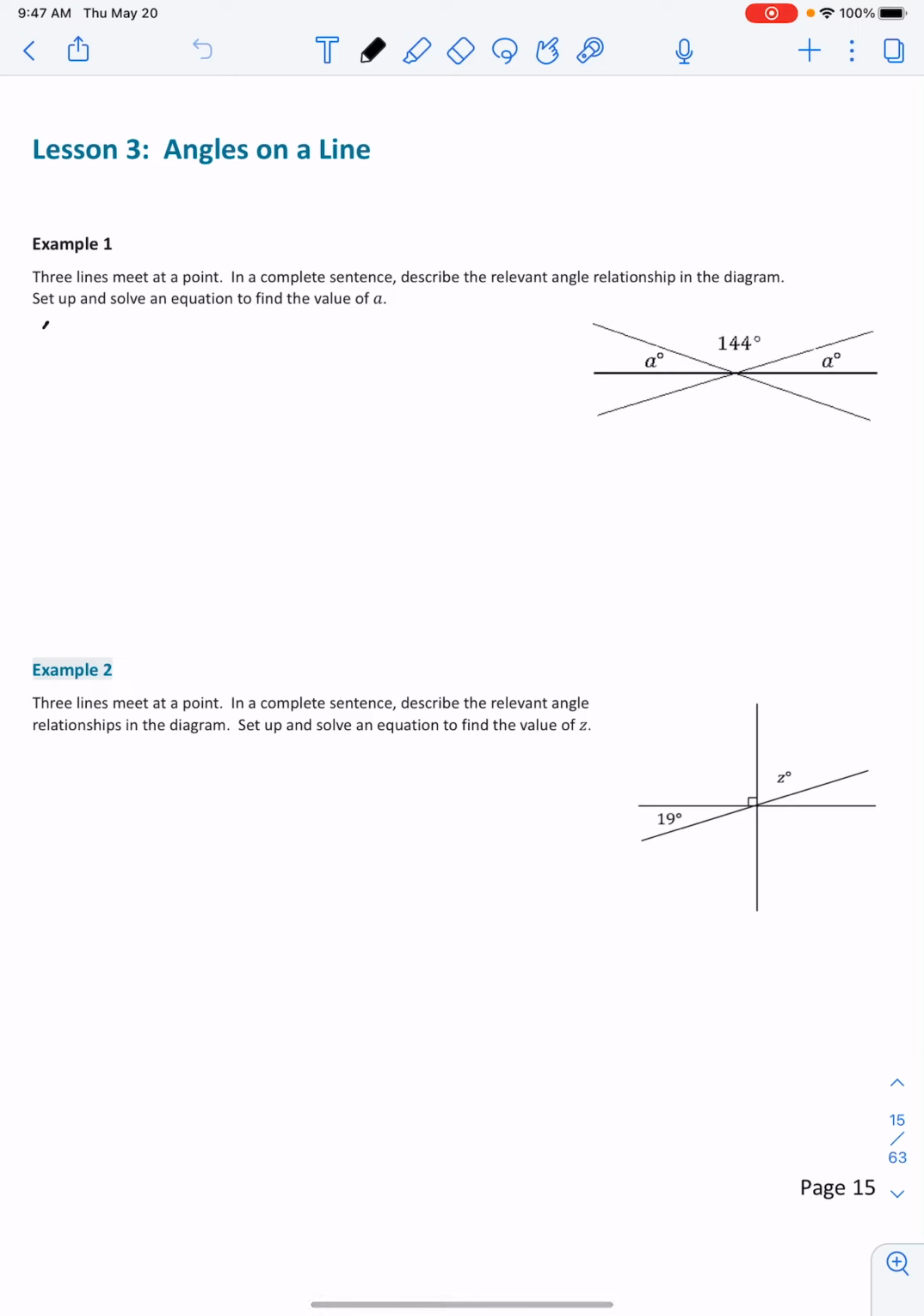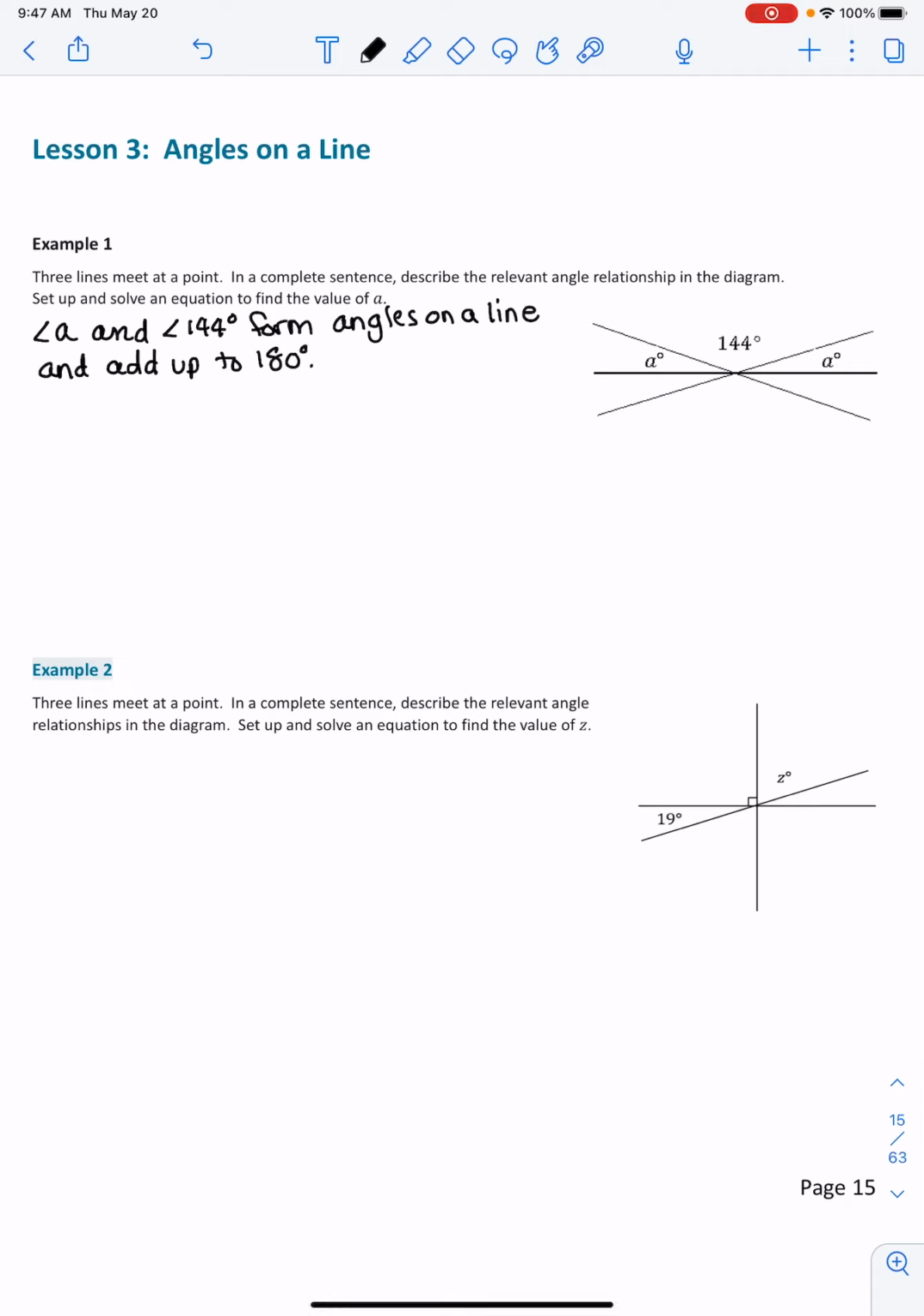So angle A and angle 144 degrees form angles on a line and add up to 180 degrees.